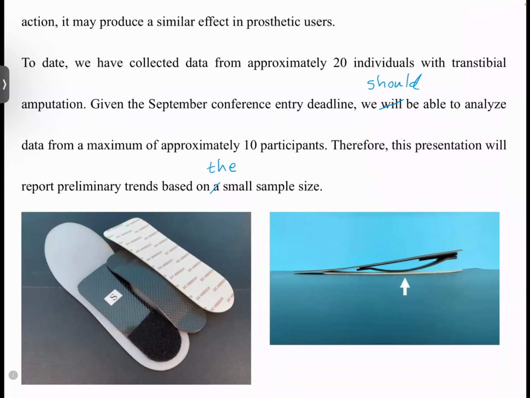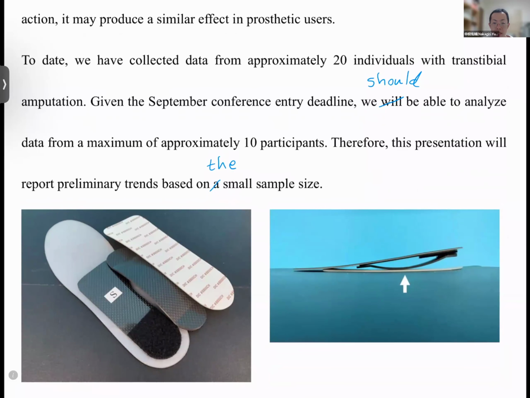To date, we have collected data from approximately 20 individuals with trans-tibial amputation. Given the September conference entry deadline, we should be able to analyze data from a maximum of approximately 10 participants. Therefore, this presentation will report preliminary trends based on the small sample size.